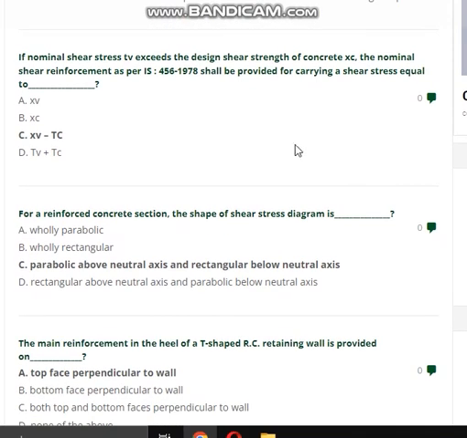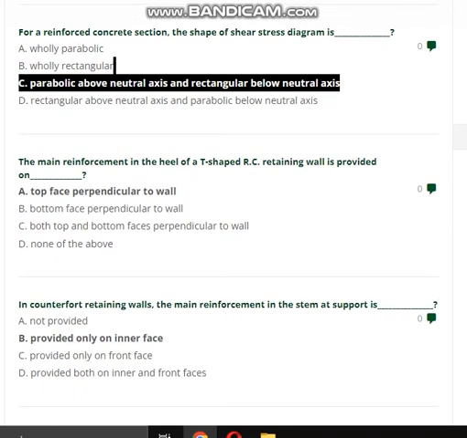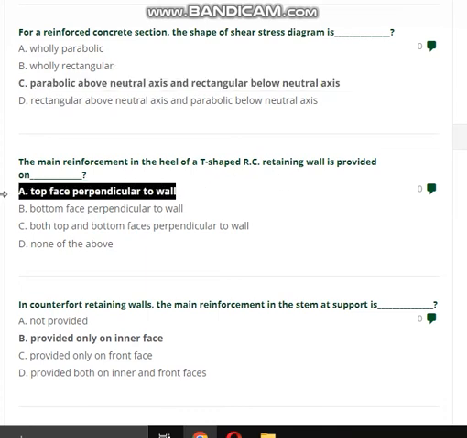If nominal shear stress Tv exceeds the design shear strength of concrete Tc, the shear reinforcement as per IS 456-1978 shall be provided for carrying a shear stress equal to Tv minus Tc. For a reinforced concrete section, the shape of shear stress diagram is parabolic above neutral axis and rectangular below neutral axis. The main reinforcement in the heel of a T-shaped RC retaining wall is provided on top face perpendicular to wall.